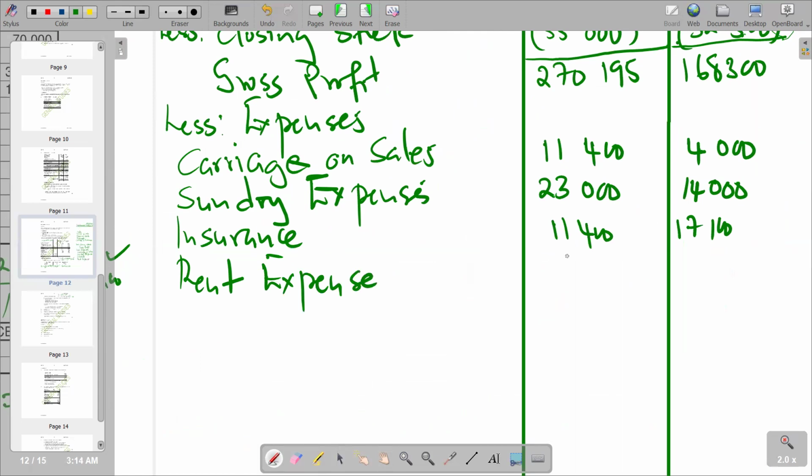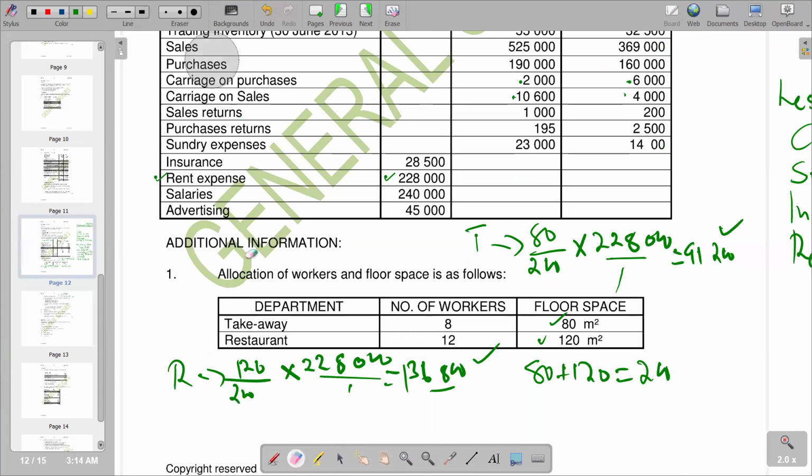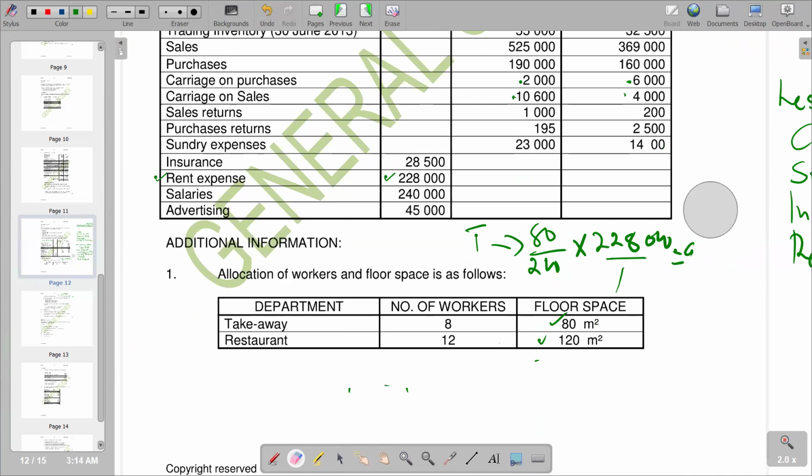So for takeaway, rent expense, we put 91,200. And then for our restaurants, we put 136,800. Obviously, we go and try to check what we have in terms of the next expense. Come here, we can try to remove this. So after our rent expense, we also have an expense beneath that, which is our salaries.